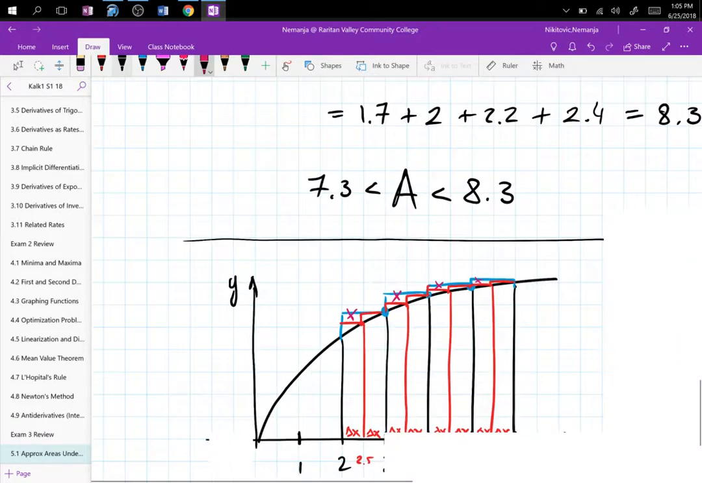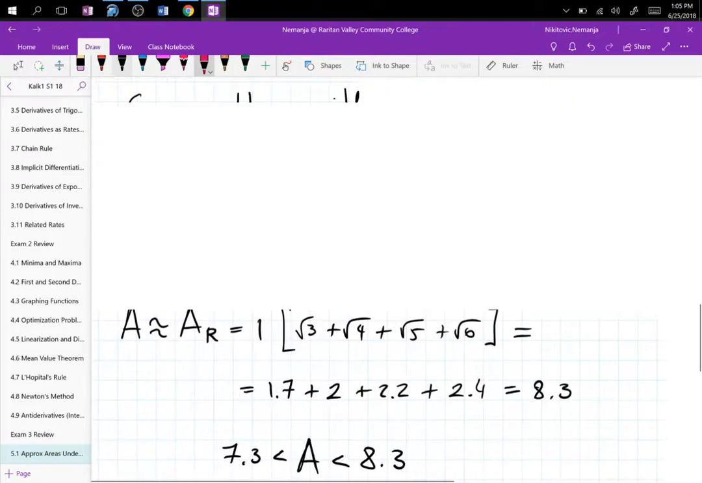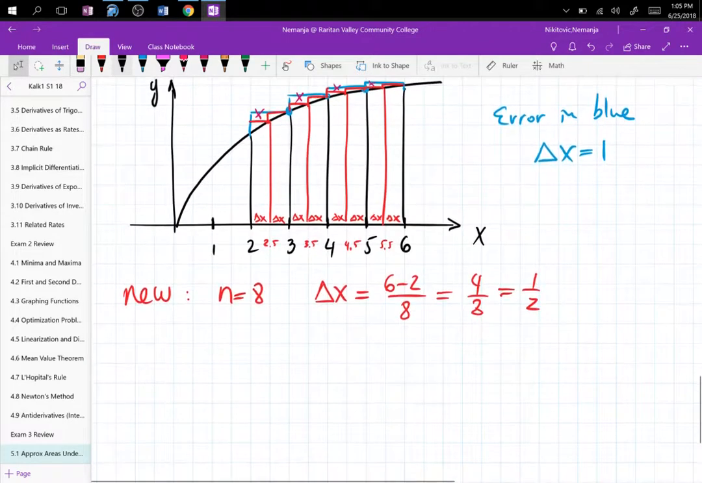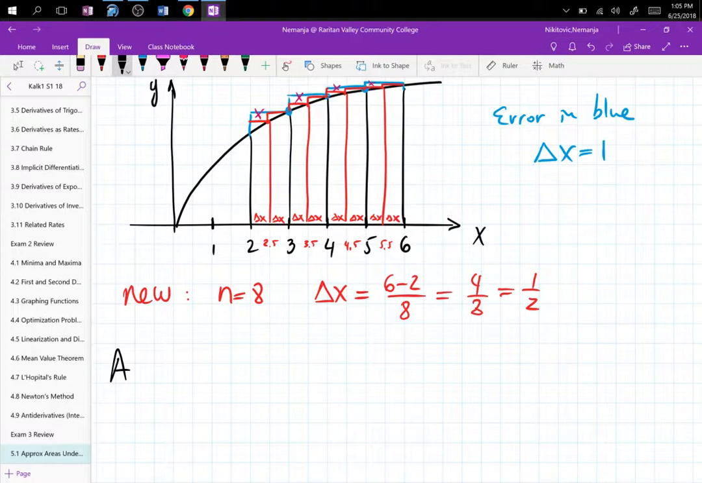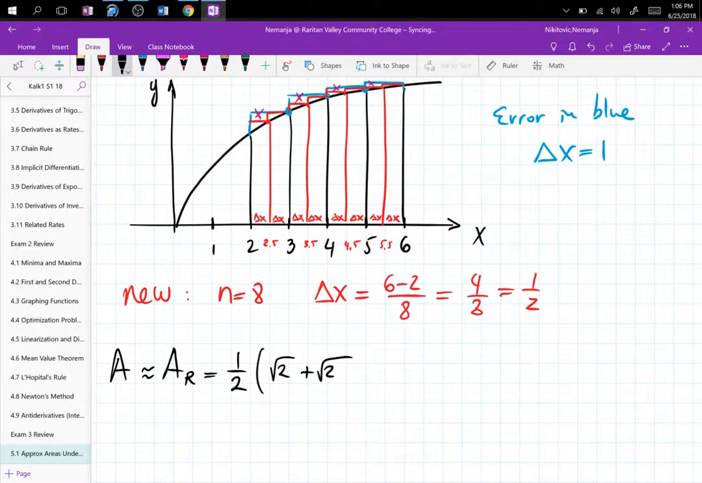So now let's compute and see how much better did we do. What do we have? So 8 rectangles. That means that my area now is approximated by area to the right, which has 8 rectangles, and my delta x is now 1/2. Earlier we put 1 in front of parenthesis, now we put 1/2. Now inside I have square root of 2 plus square root of 2.5.